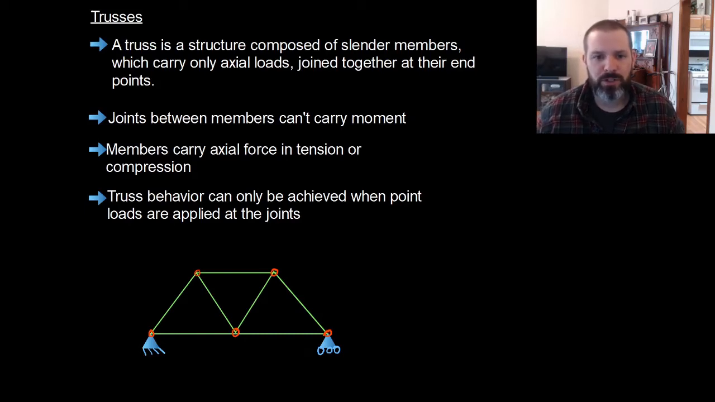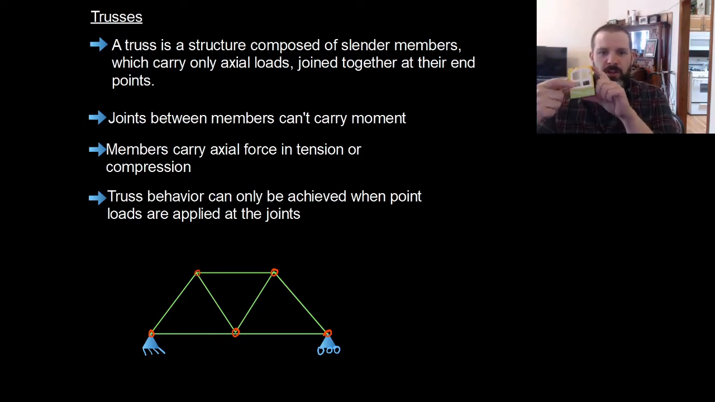Trusses are special structures comprised of only axial members. A truss is a structure composed of slender members which carry only axial loads, joined together at their endpoints. The joints between members can't carry moment, and you'll hear me often talk about a truss having joints or hinges.